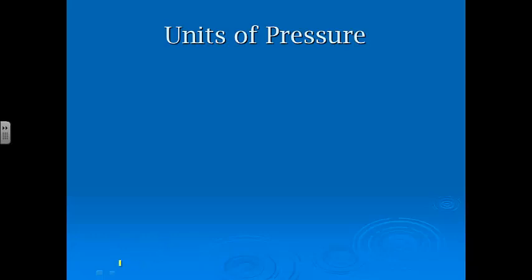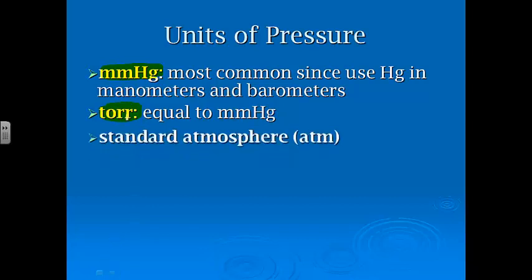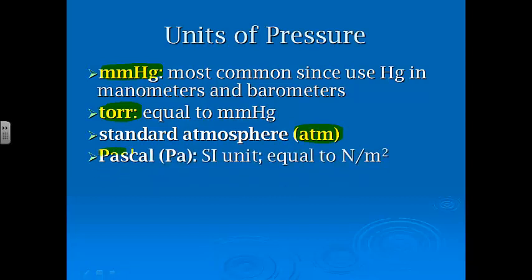All right, then we have units of pressure. For units of pressure, you've got millimeters of mercury. It's the most common since mercury is used in manometers and barometers. You also have torr. Those numbers are equal to each other. Standard atmospheric pressure is in atmospheres, ATMs. Then you also have pascals. It's named for the guy from Pascal's triangle. It's an SI unit. It's newtons over meter squared, which is still a measure of force and pressure.